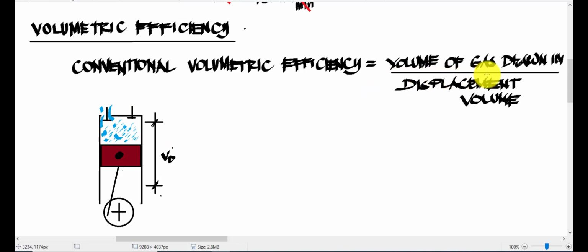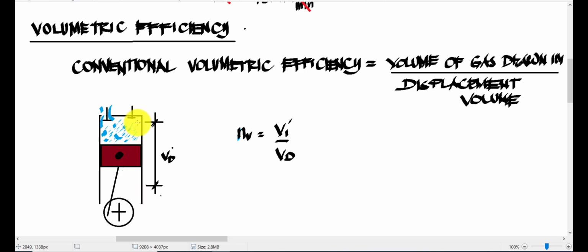So that is the volume of the gas drawn in, how much is being drawn, as a ratio divided by the displacement volume, which is the displaced VD. Now, if we write it as an equation, the volumetric efficiency, represented by ηv, is equal to the volume V1 during the suction stroke, divided by the volume displaced. So how much is the displacement of the piston?